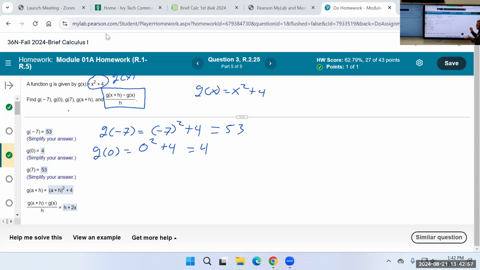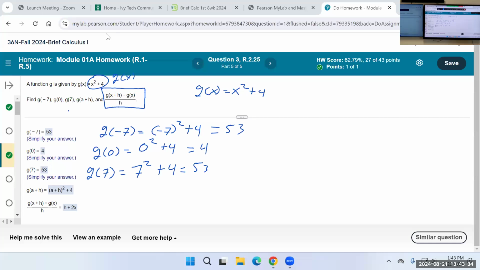So it's not g times the number, we're inputting that number into g and seeing what comes out. That's the idea. Now this is g of 7. What if x equaled 7? We would put 7 squared plus 4, which is also 53, the same as for -7 because it was squared.